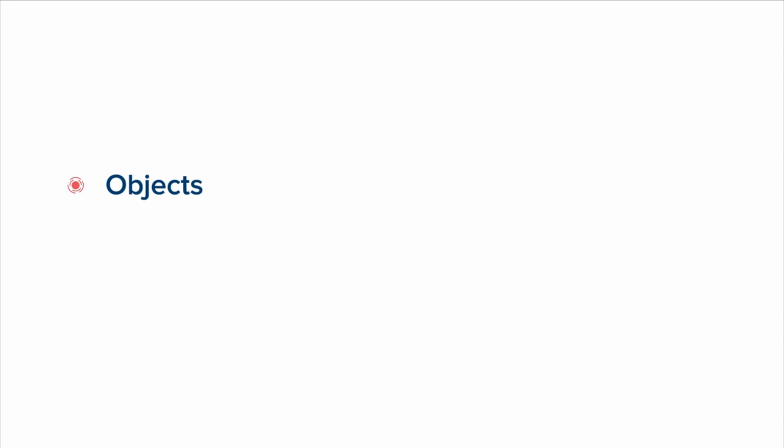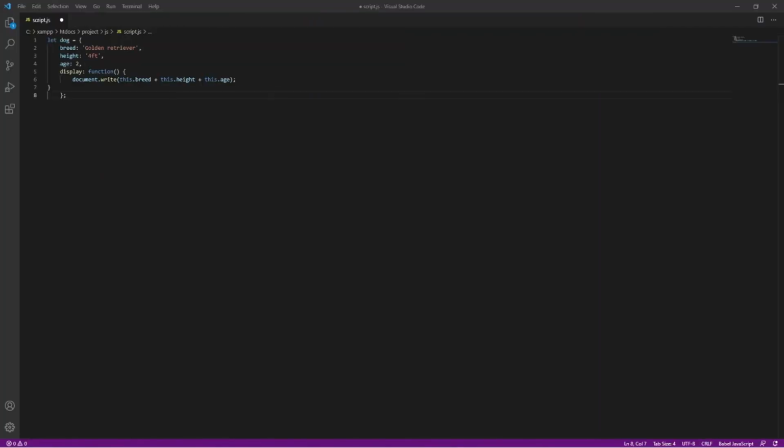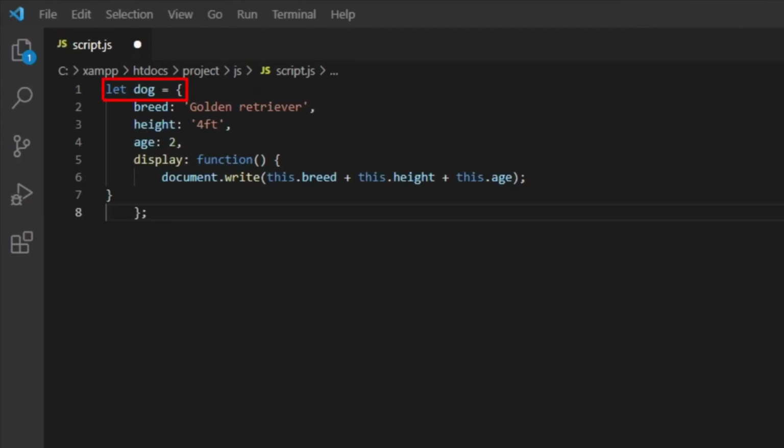Like integer, string, array, an object is also a data type. An object is a collection of variables. Let us take this code to discuss these points. Here, we have an object named dog. Next, we have three variables here, breed, height, and age. All of these variables, if you look carefully, are storing values of different data types, that is, string and integer data type. This means an object can store values of any data type.